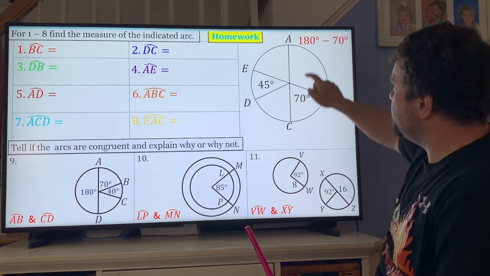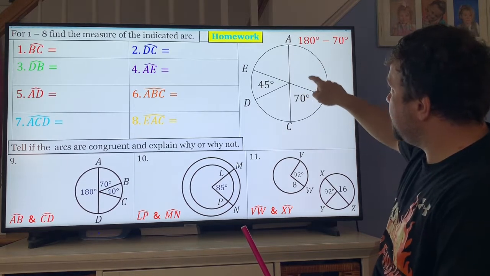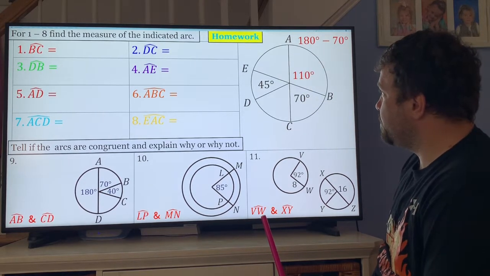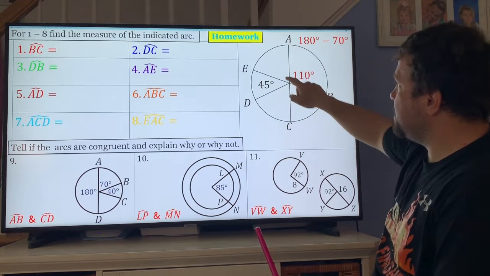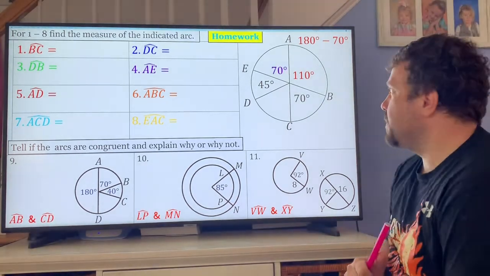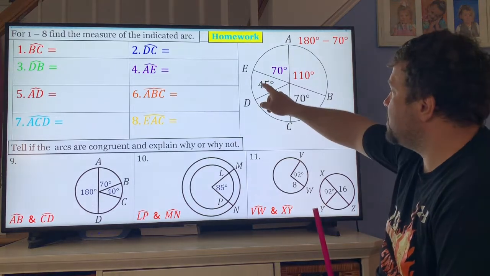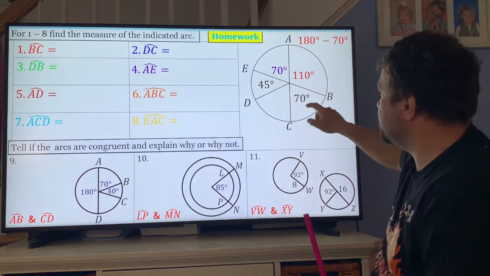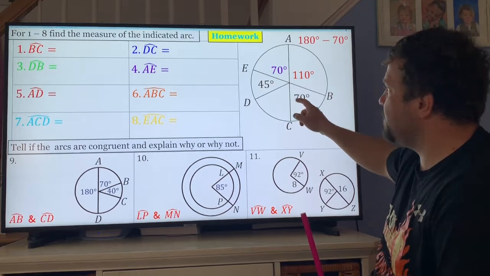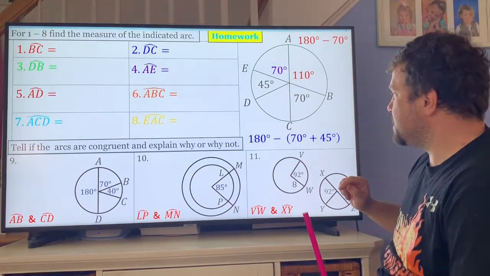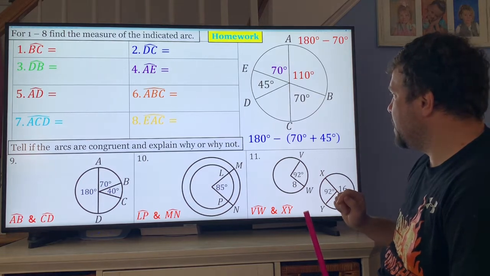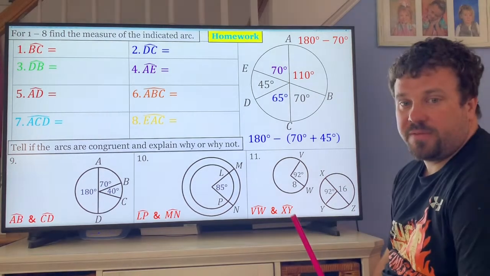I'm going to find AB first. 180 minus 70 gives me 110. Now, since this is 70, these are both straight lines. This is 70. That's 70 because they are vertical angles. Last I'm going to find, these three angles add up to 180. 45, 70 plus DC is 180. So 180 minus 115 gives me 65. All right?